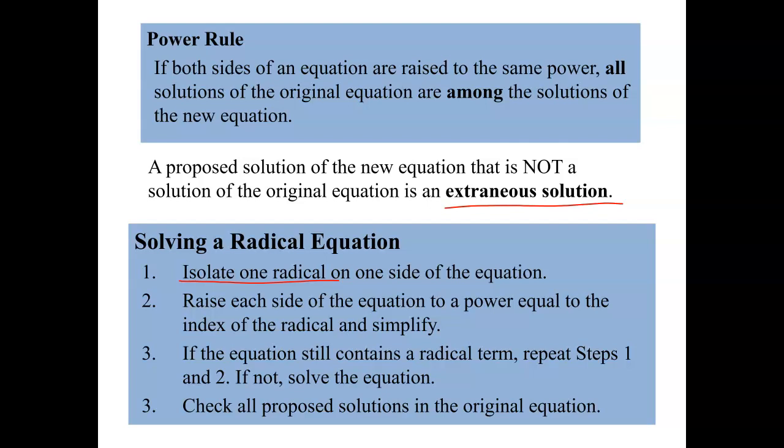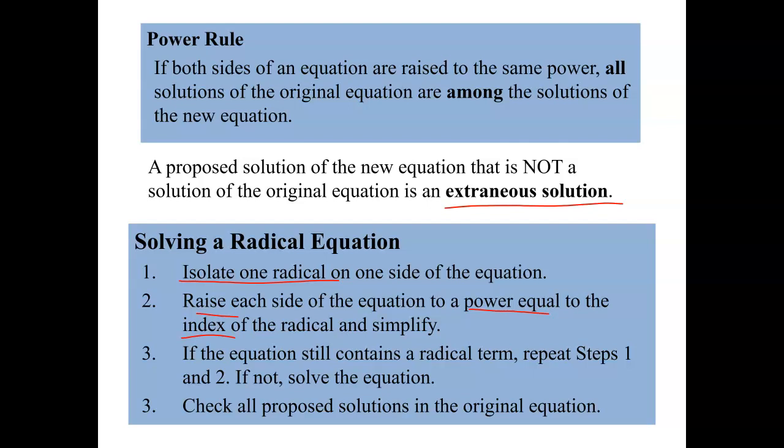Step 2 is raise. We're going to raise both sides to a power equal to the index. So if I have a square root, what exponent am I going to use? 2. If I have a cube root, what exponent am I going to use? 3. If I have a 6th root, what exponent am I going to use? 6. Okay, matches up, because we need to be able to cancel those out.